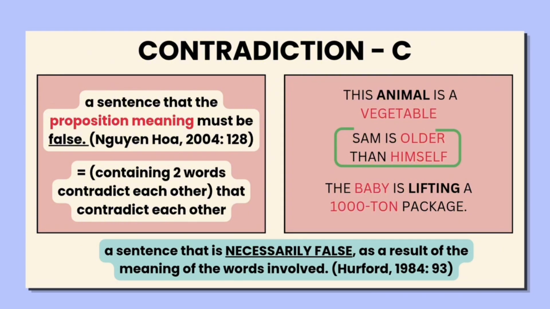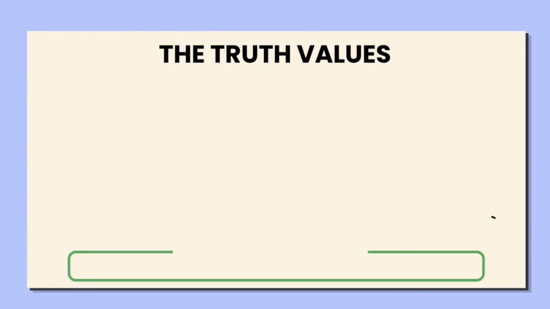Second, Sam is older than himself. This is impossible because one person cannot be older than themselves. Third, the baby is lifting a 1,000-ton package. This sounds contradictory because a baby is physically too weak to lift something that heavy. So all these examples are necessarily false because of the meanings of the words involved.